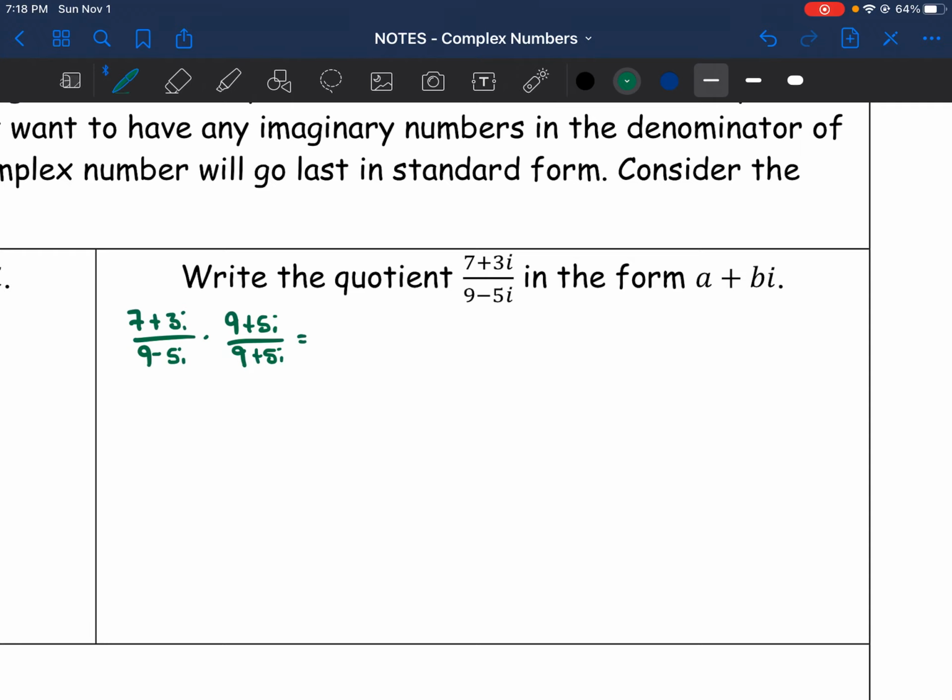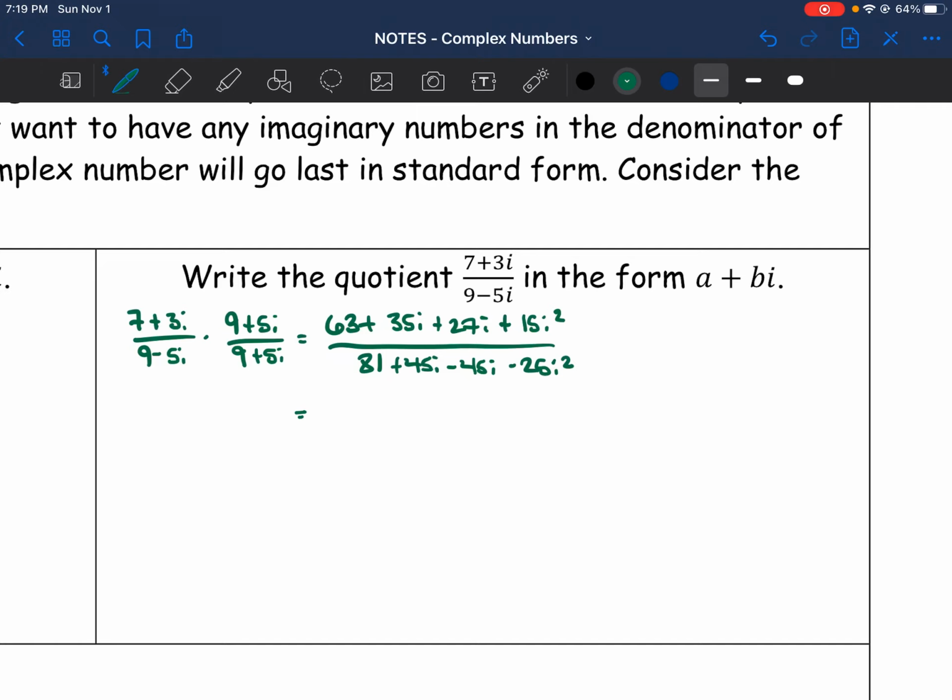Let's go through and start doing our multiplication. Again, I'm going to use the FOIL method. 7 times 9 would be 63. 7 times 5i is 35i. 3i times 9 is 27i. And then 3i times 5i is 15i to the second power. In the denominator, 9 times 9 gives us 81. 9 times 5i gives us 45i. Negative 5i times 9 gives me negative 45i. And then negative 5i times 5i would give me negative 25i to the second power.